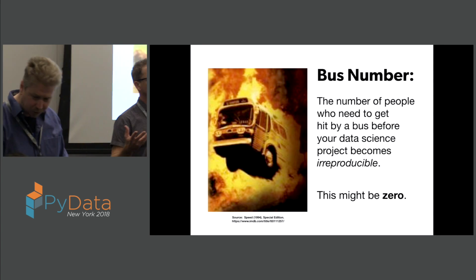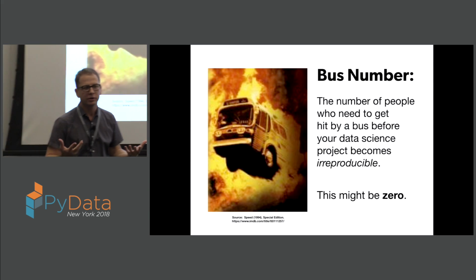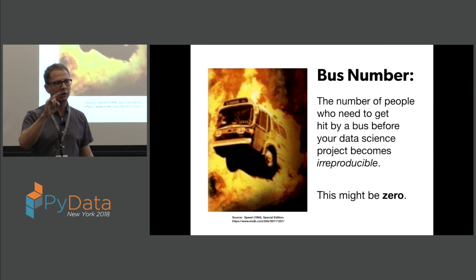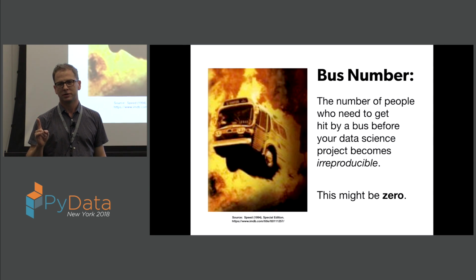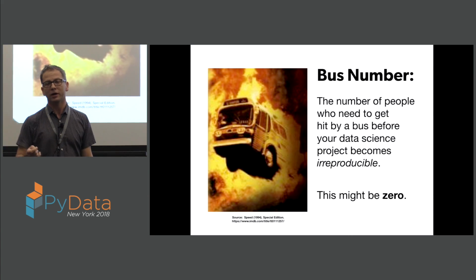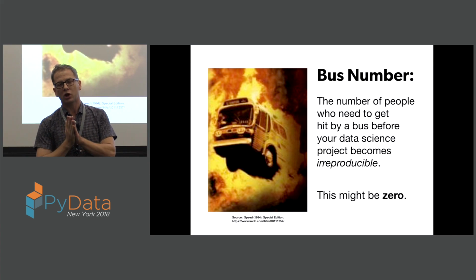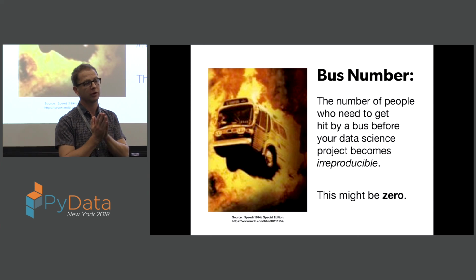So bus number. What am I talking about when I say bus number? In this particular case, a bus number is the number of people that would have to get hit by a bus before your data science project becomes irreproducible. And for many people, that number is currently 0. That is to say, right now, your data science flow is not reproducible. By the way, how many people in this room right now, the data science work you do, is it fully reproducible? Yes? Hands up? No? Hands down? Not a single hand. Excellent. Good to hear. By the end of this tutorial, we're hoping we've given you a process by which you can fully reproduce the data science work that you're doing.